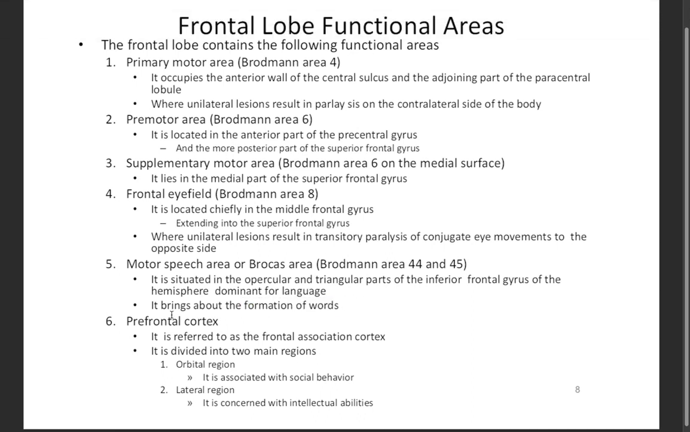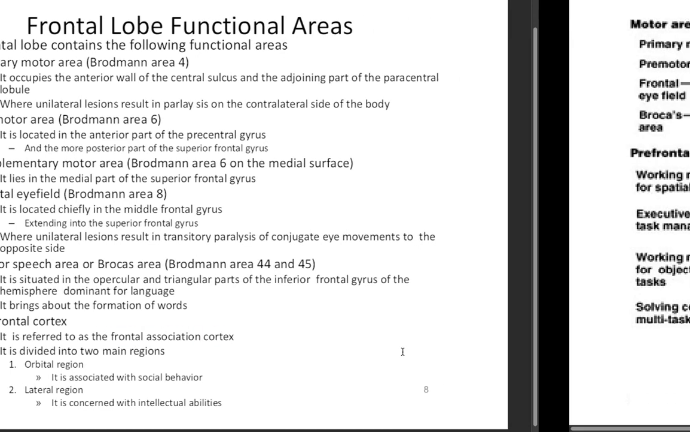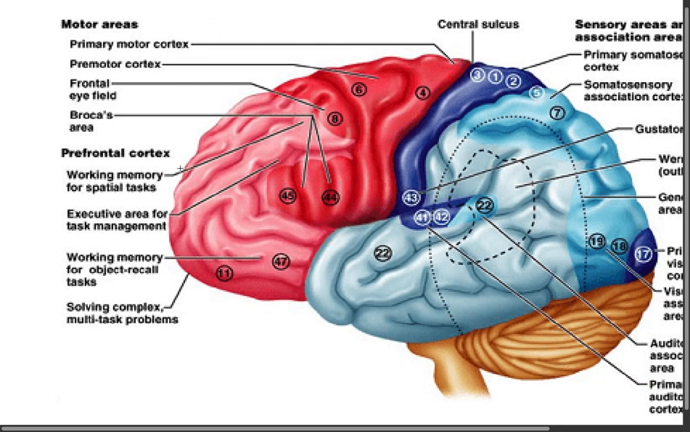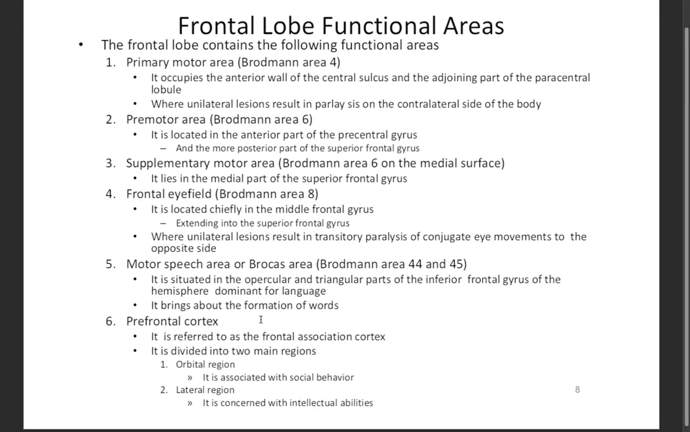Finally the prefrontal cortex or area. Above I had premotor, here prefrontal cortex. It is referred to as the frontal association cortex. It is the largest part of the frontal lobe. All of these regions in here are called the prefrontal cortex. It is composed of a lot of functional areas of the frontal lobe. It is divided into two main regions.